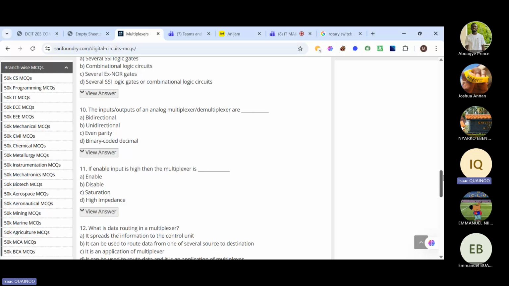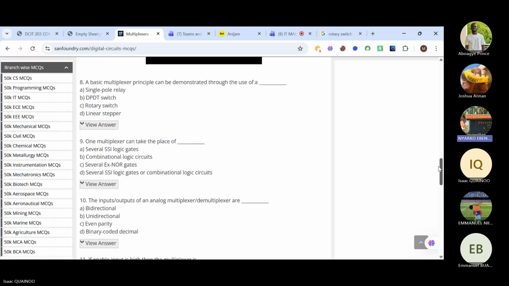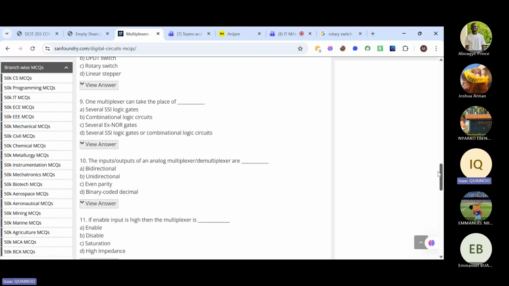Now which question? Now which question, please? Question 9. But it's also a repeated question. Oh, okay. So question 10.